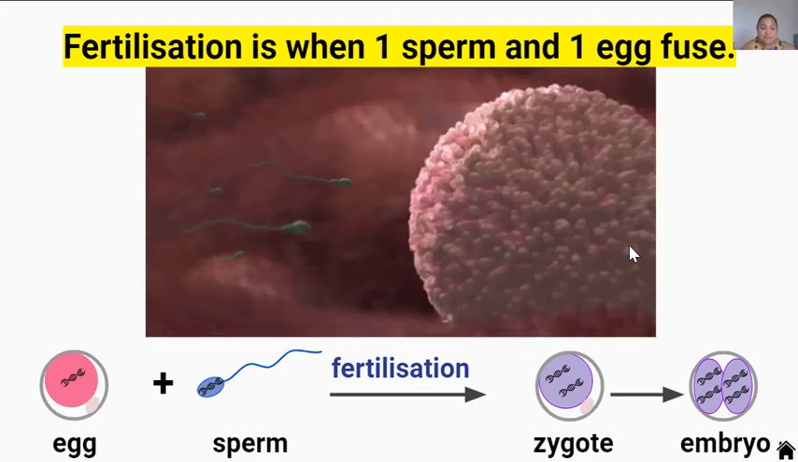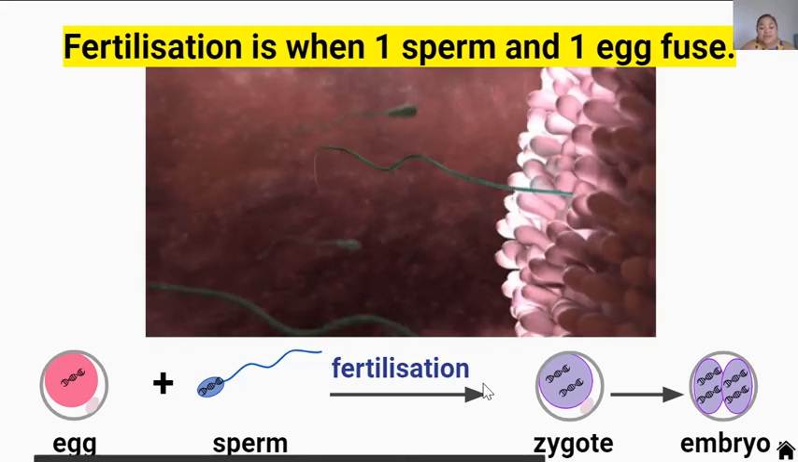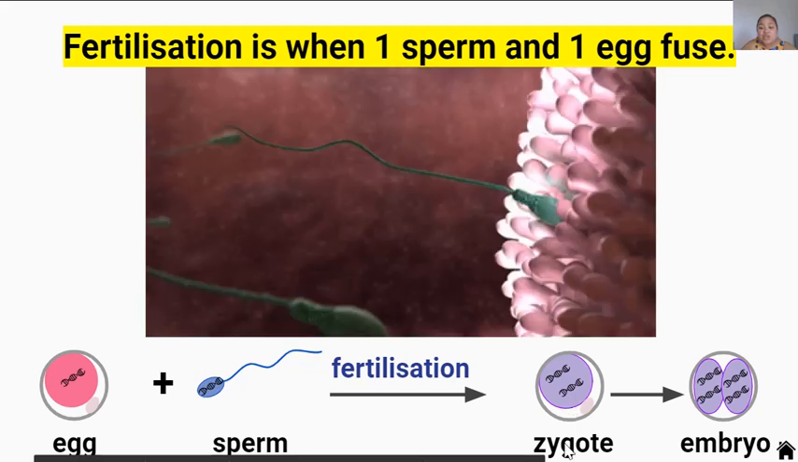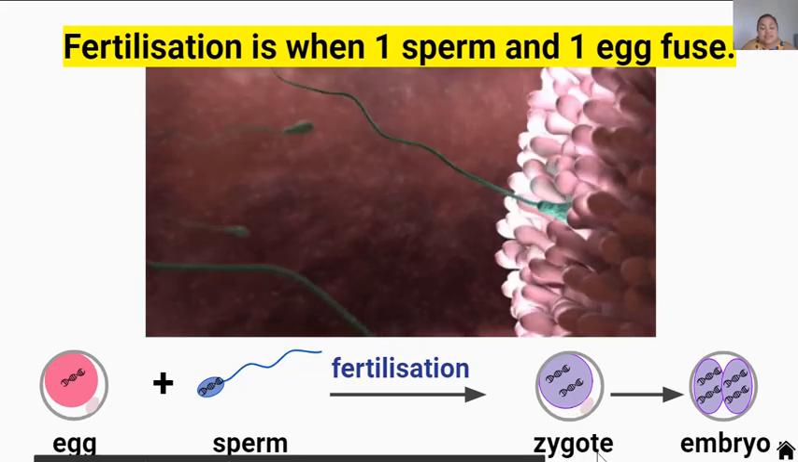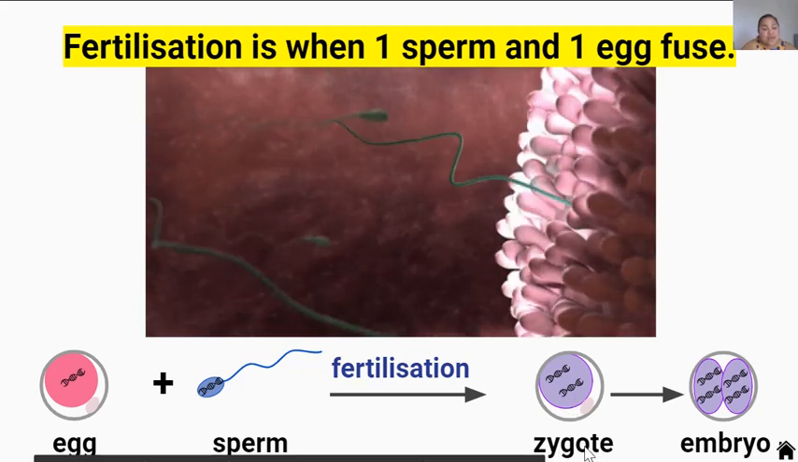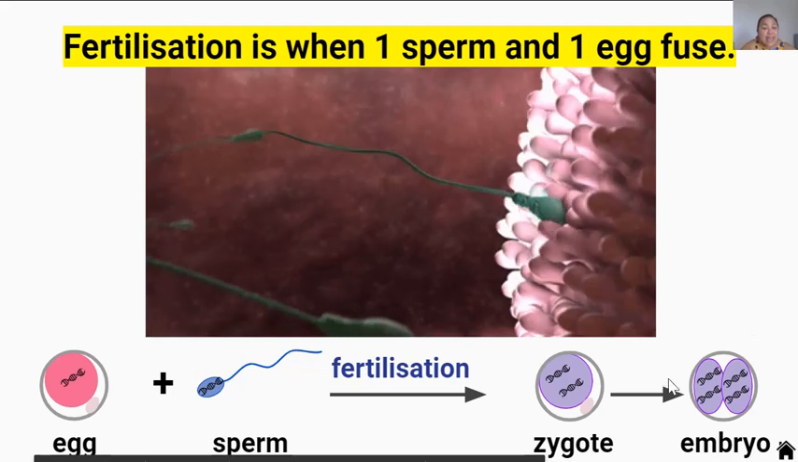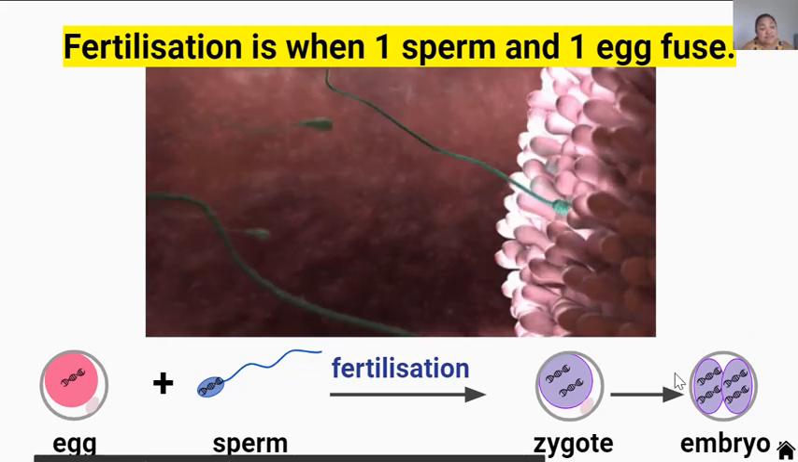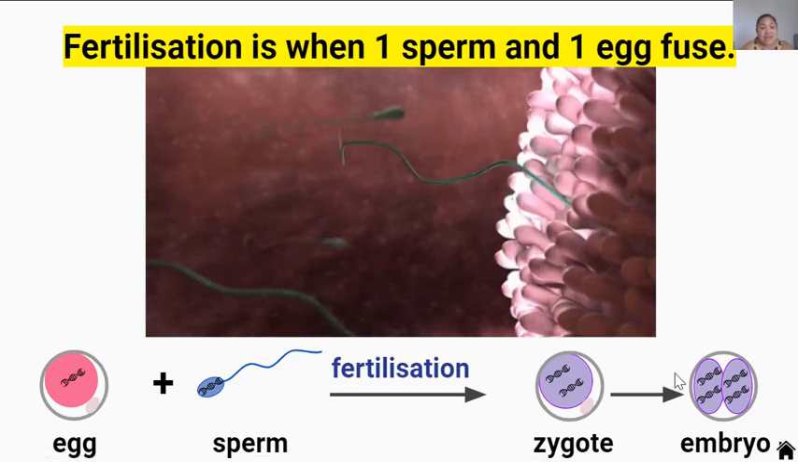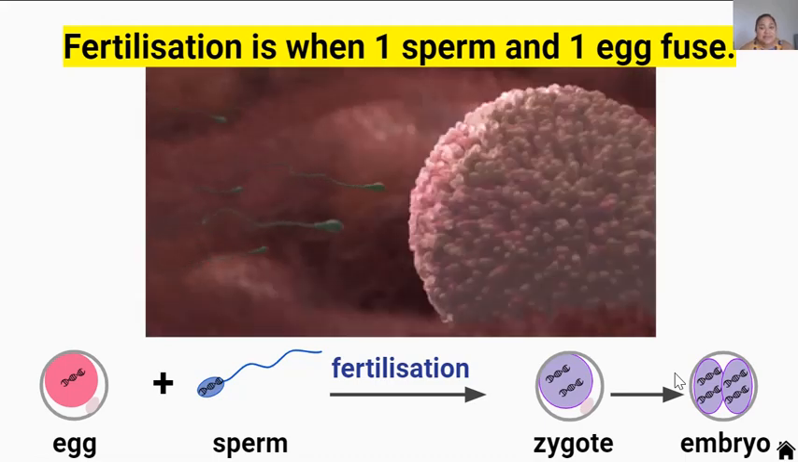The others lose. Once fertilization happens, the egg and the sperm are now called zygote. This zygote is just 1 cell. When that 1 cell divides to 2, to 4, to 8, to 16 cells, that is now called an embryo. The embryo becomes a fetus, the fetus becomes a baby, the baby becomes a child, the child becomes an adult.